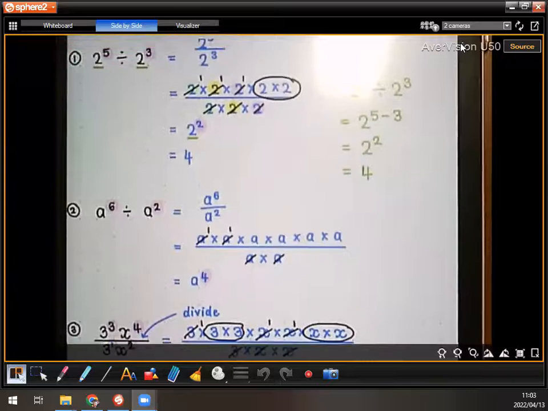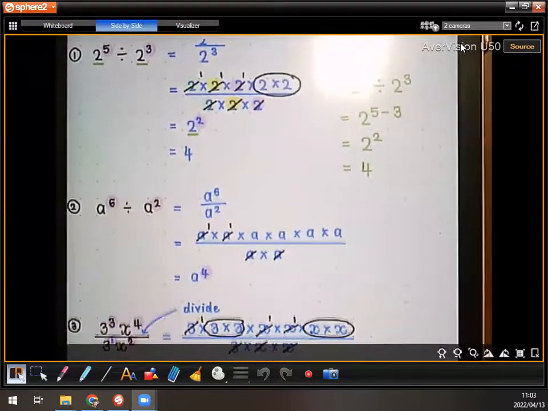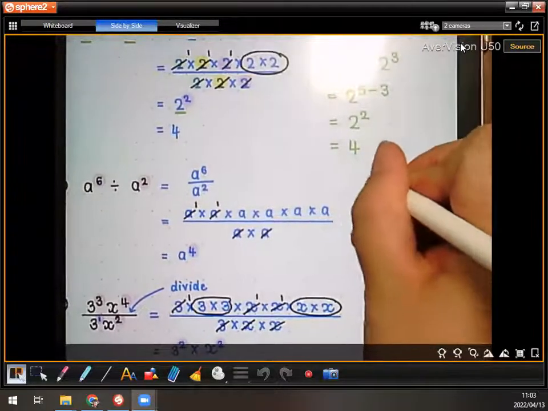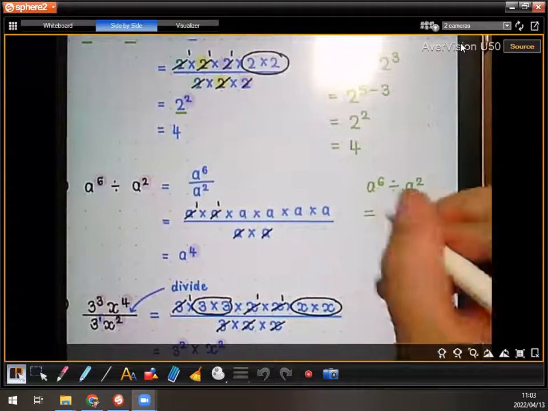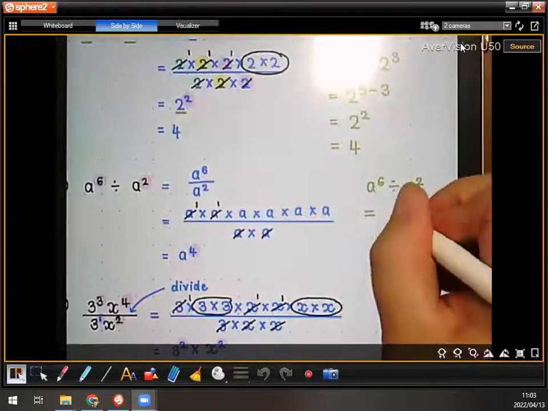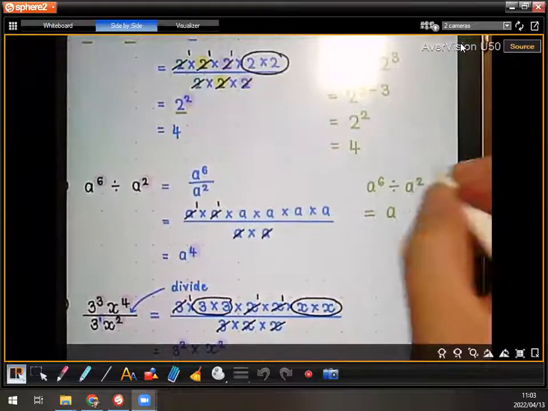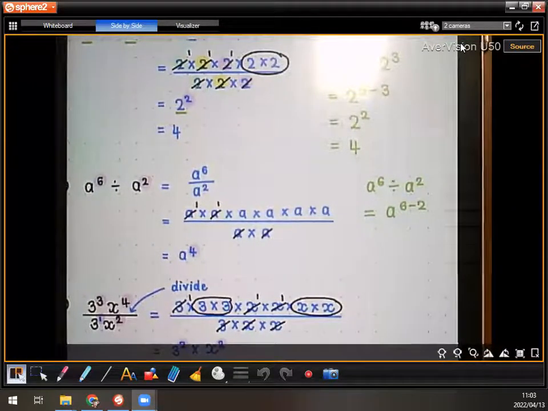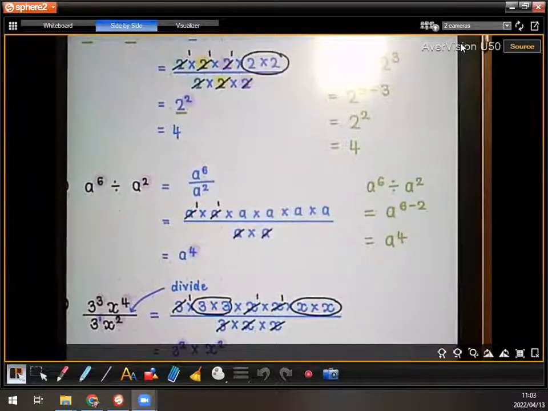We're looking at the next one. It's the same thing, right? a to the 6 divided by a to the 2. So we can write it differently. If you have a to the 6 divided by a to the 2, what bases did I start with? a. So my answer has a base of a. We take the first exponent minus the second exponent. 6 minus 2, which is what? 4. That is the answer. Yes.